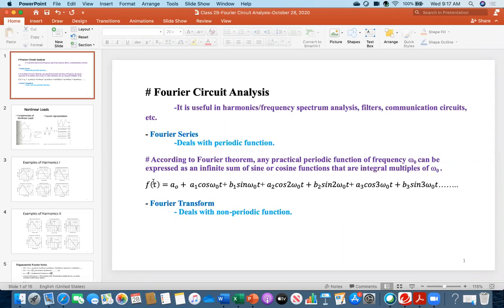So when you are looking at this signal, you don't know whether it includes this one, or sine 3t, or sine 5t, or whether it has A naught. You don't know. And then the Fourier circuit technique will help you to decompose it, and then you pick up what you need.